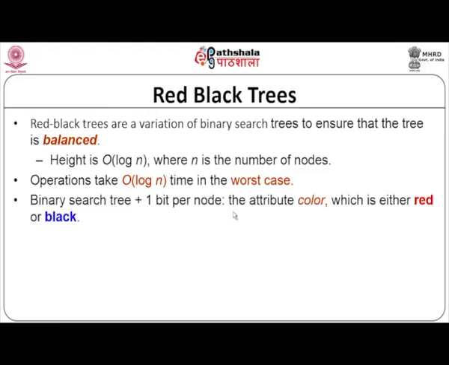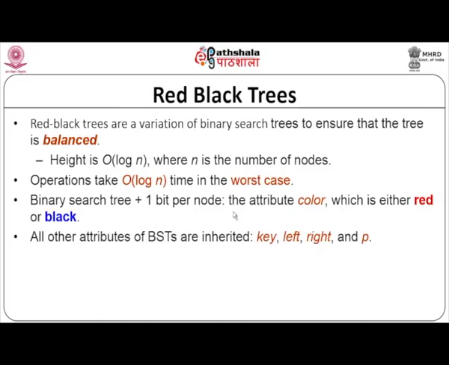in the worst case. So, it is a binary search tree, but when we are representing the binary search tree, it will be represented with 1 bit per node extra, and that will be the attribute color, and the color can be either red or black. Okay. And all other attributes of the binary search tree are inherited, that is, you will have a key, you will have a left, you will have a right, and you will have P, and all empty trees are colored black. Now, please note we are coming to the red black properties, specific properties.